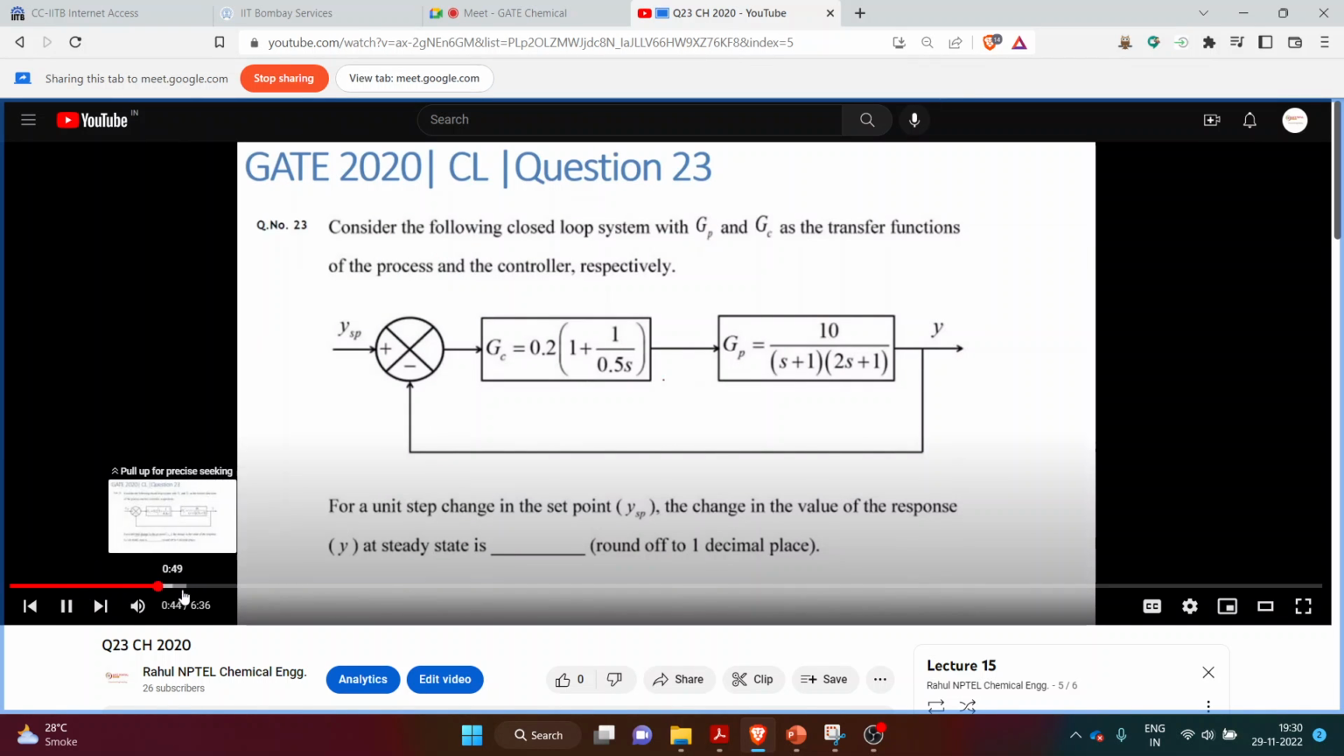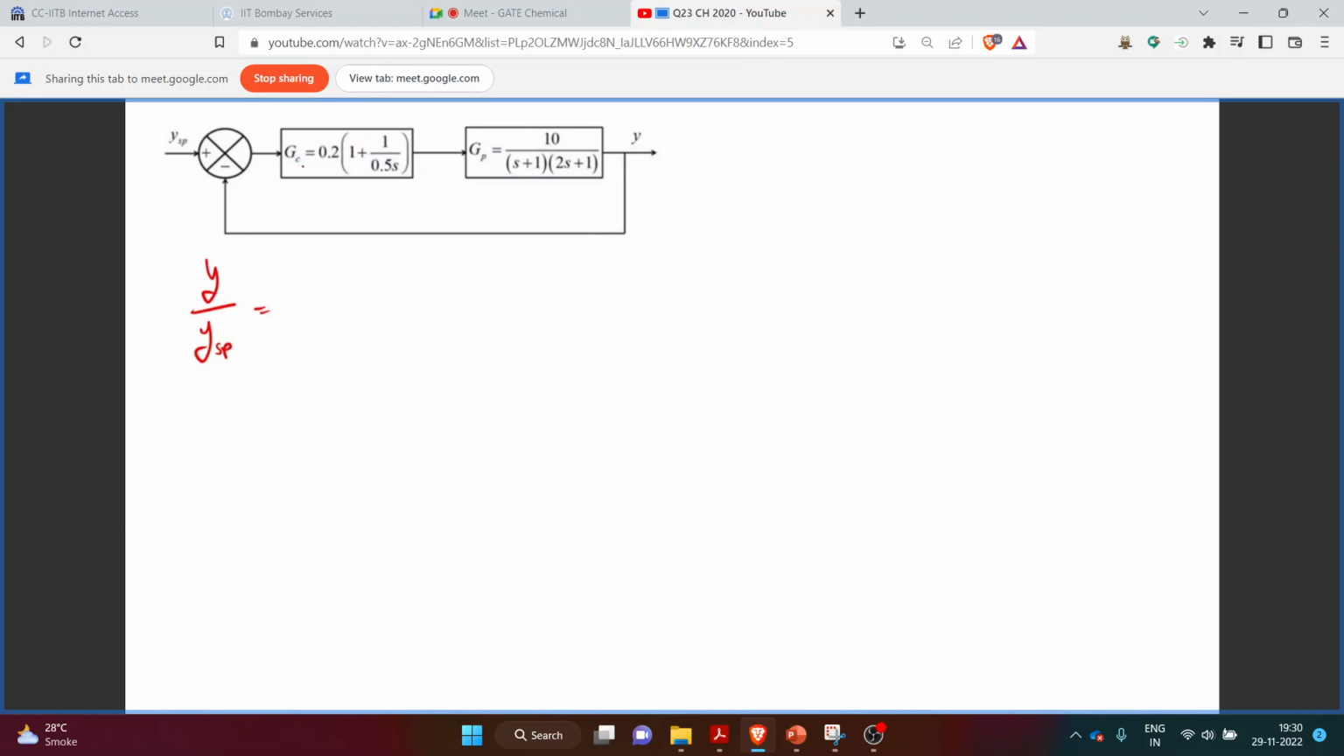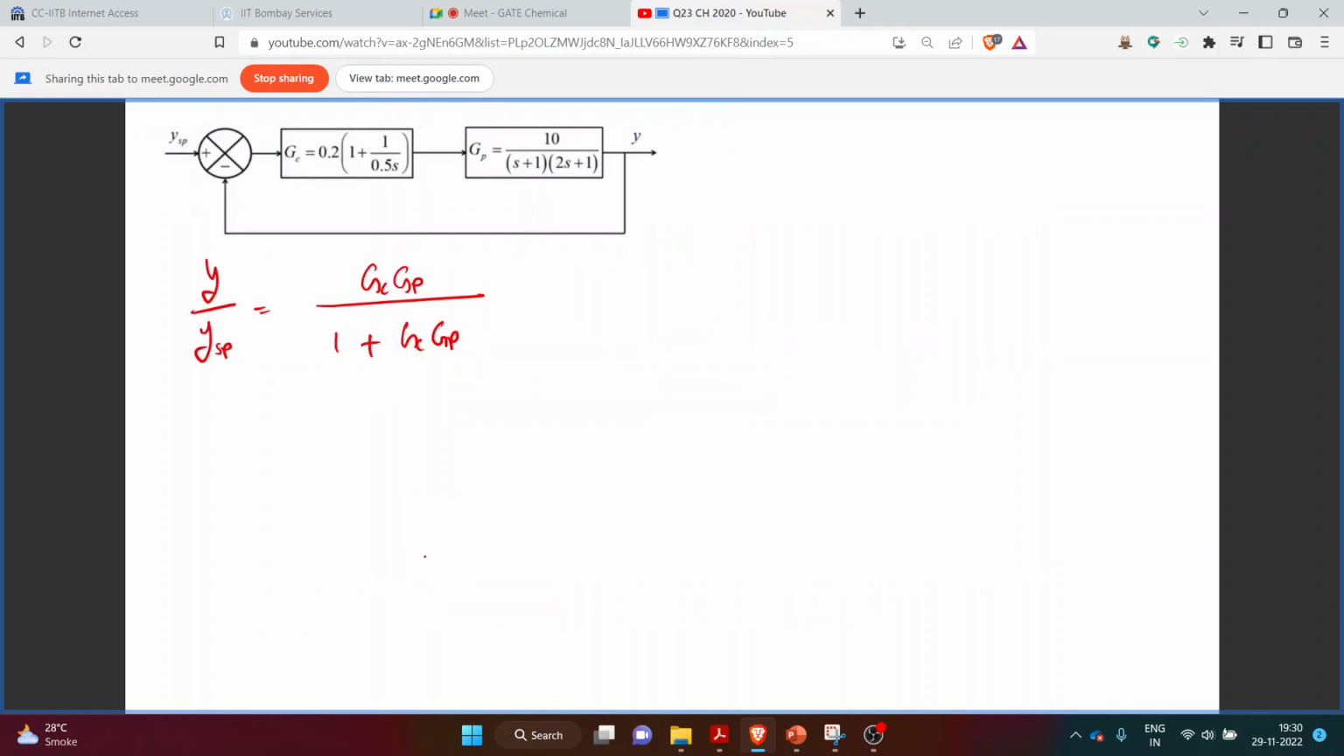Write the transfer function Y upon YSP of s. So the numerator will be multiplication of GC and GP upon 1 plus this term GC into GP. So from this we can get the value of Y, and in this question we have been given YSP as unit step change, and we can replace it to find the value of the output, and then we can find its ultimate value.